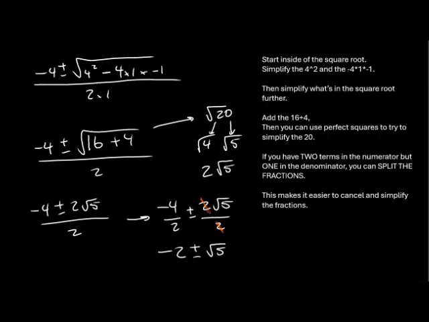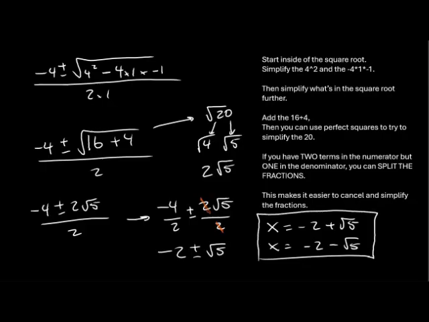Therefore, our solutions will be as follows. We will have x equals negative 2 plus root 5, and x also equals negative 2 minus root 5. These will be our two solutions to this second power equation. Unless your grader specifically asks you to, it's typically good enough to write these as your solutions without going to your calculator.